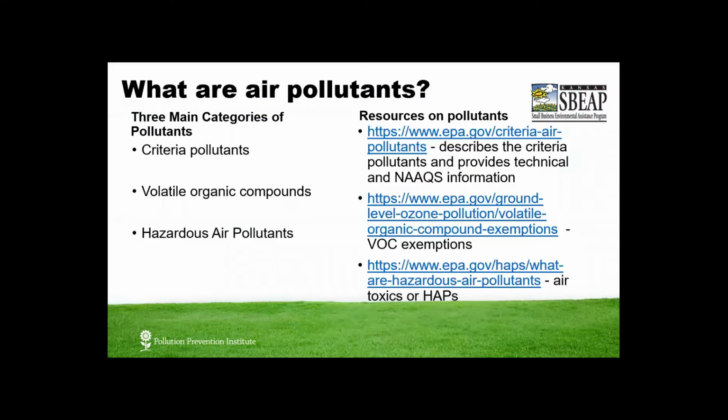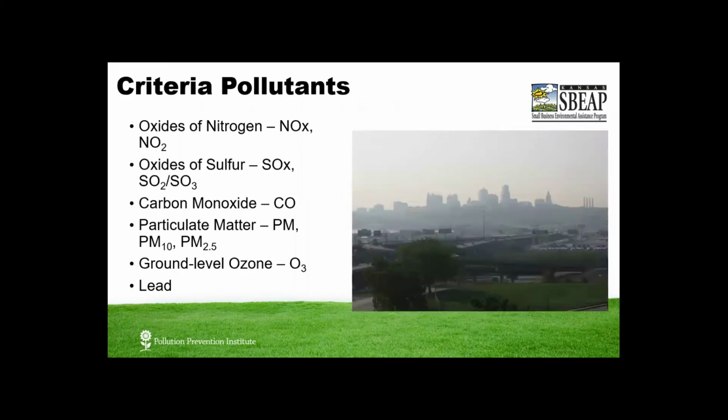What are air pollutants? Air pollutants can be placed into three main categories: criteria air pollutants, volatile organic compounds, and hazardous air pollutants. More information about these pollutants can be found on EPA's website through the links on the right side of the screen. Let's start with the criteria pollutants.